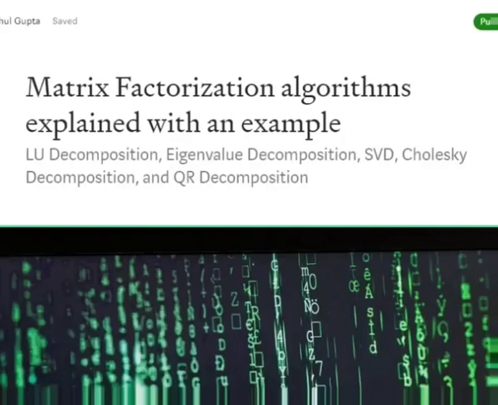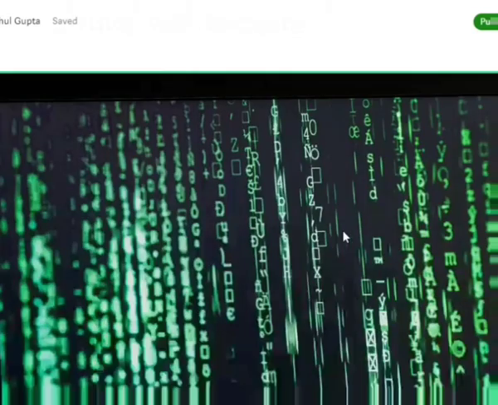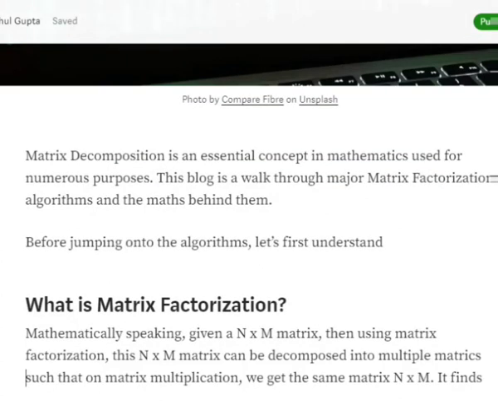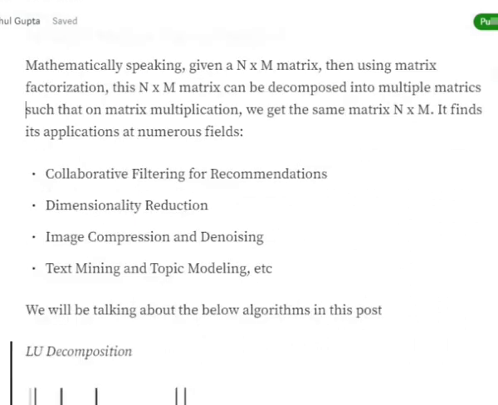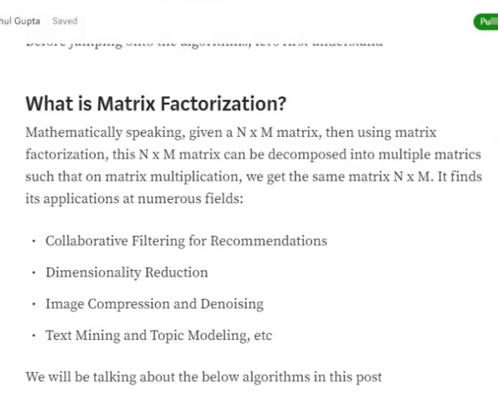So hi everyone, today we'll be discussing what matrix factorization is and what the different algorithms are that can be used for matrix factorization. Before starting, matrix factorization is a very crucial concept in mathematics that finds its application in numerous places. So before starting, we must understand what matrix factorization or matrix decomposition is.